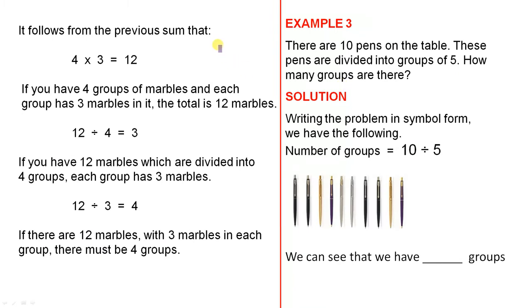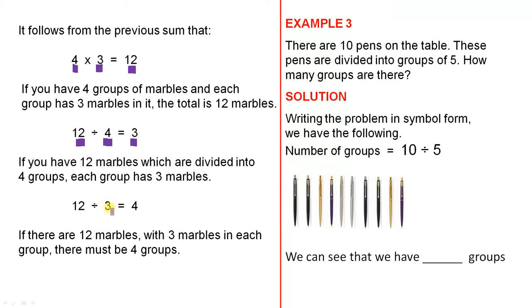It follows from the previous sum that 4 times 3 equals 12. If you have 4 groups of marbles and each group has 3 marbles in it, the total is 12 marbles. 12 divided by 4 equals 3. If you have 12 marbles which are divided into 4 groups, each group has 3 marbles.